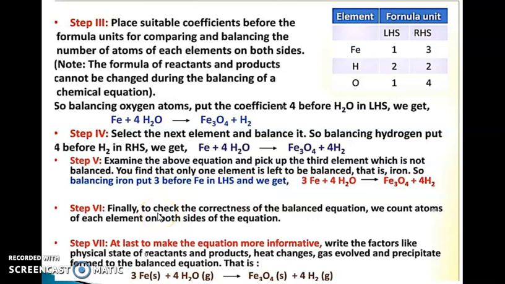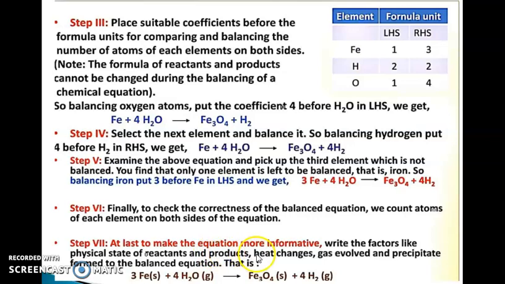Now, the sixth step is finally to check the correctness of the balanced equation. We count the total atoms of each element on both sides of the equation, which we already did. Now, on the seventh step, at last, to make the equation more informative, we have to write down the physical states of reactants and products.